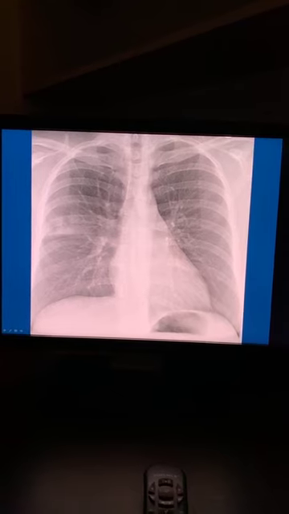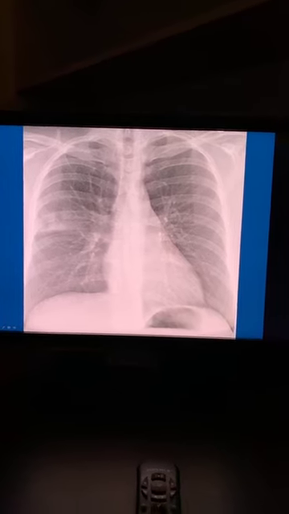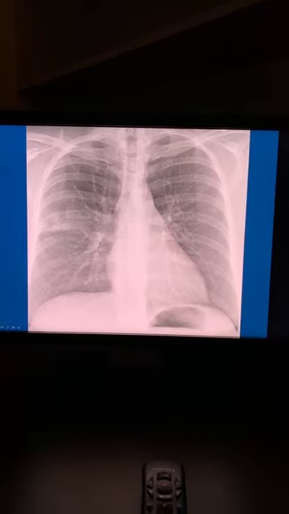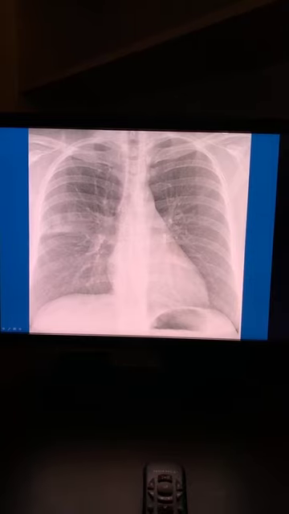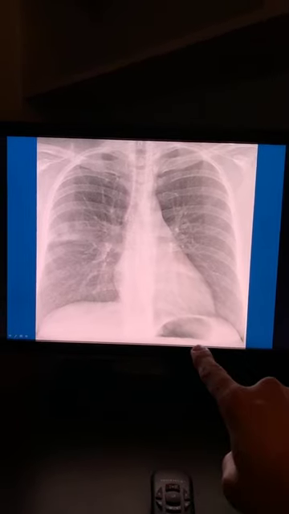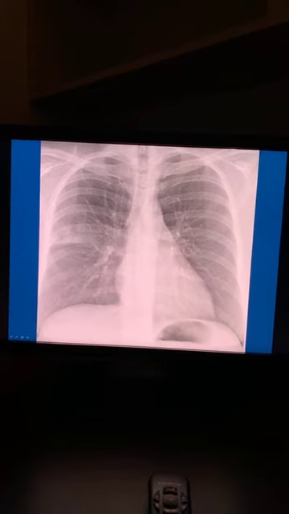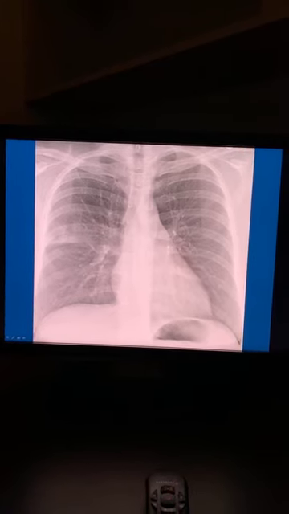What else? Secondary clues, just a side tangent, because you know I love going on tangents. Is this an upright or is this a supine view? Just look at the stomach bubble. Air up here, fluid down there. So that was just a tangent, but where's the pneumonia on this thing?